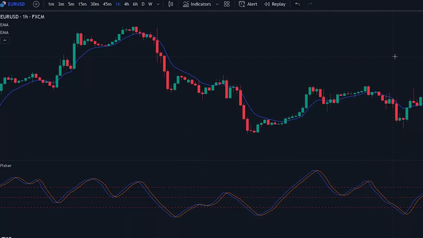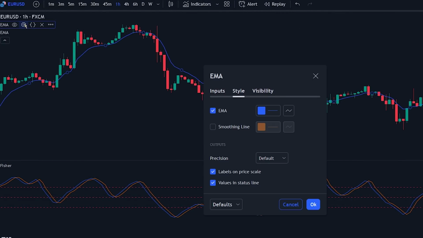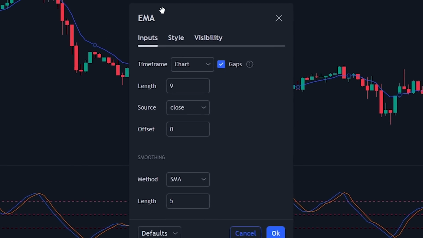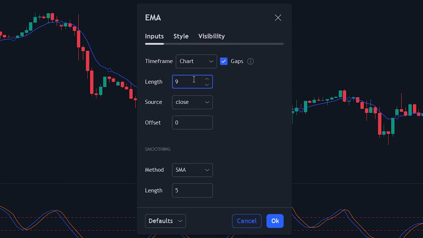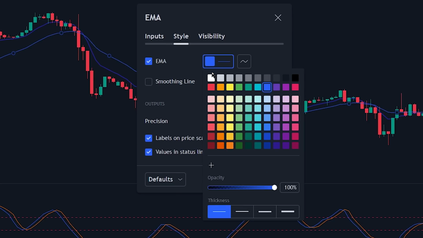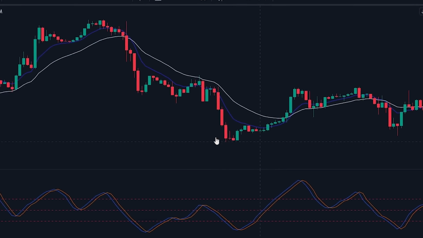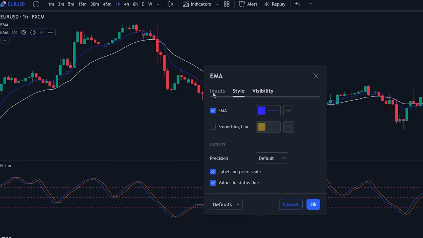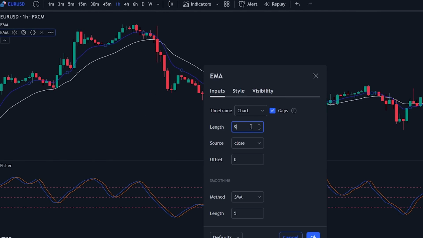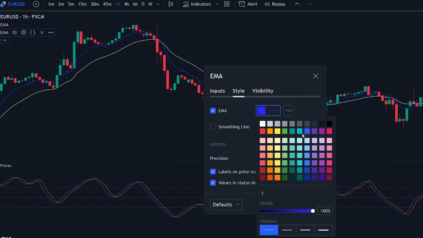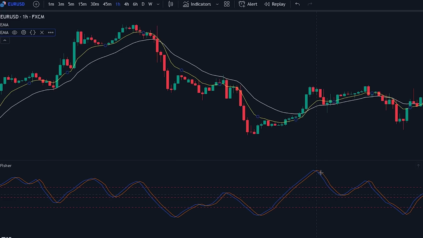Now let's change the indicator settings. Click on the indicator settings icon and navigate to the Inputs tab. We will be changing the length of the EMA to 21. Now click on the Style tab. We will be changing the color of the indicator to make it easier to see. We will do the same for the other EMA, however this time we will be changing the value to 9. Keep in mind that you can use different values depending on if you are scalping, day trading, or swing trading.